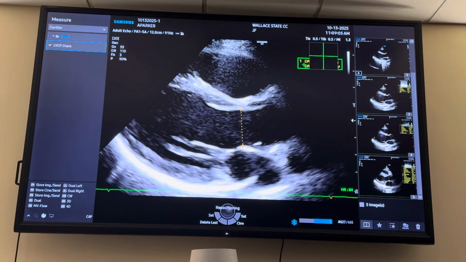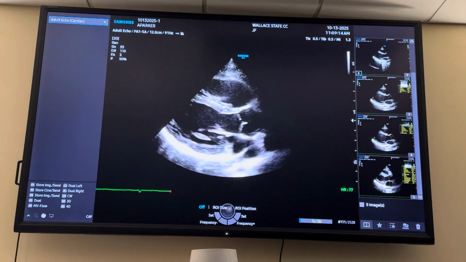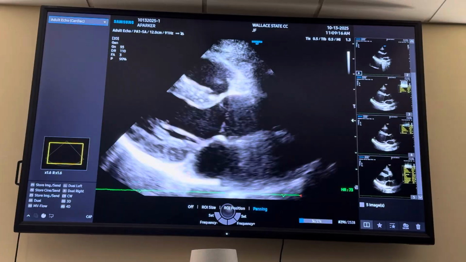Well, can I see that? There we go. So 2.1, that's totally normal. If you were measuring and getting like 1.5, try to go back and remeasure. You may be underestimating it.